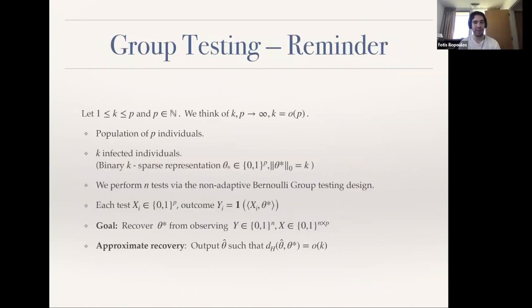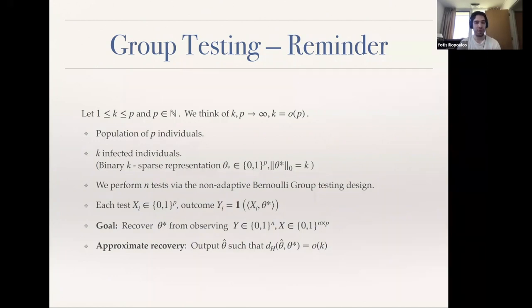So this was kind of a high level picture of what the OGP is for recovery models in general. Now I would like to describe it a bit more formally for the group testing problem. As a reminder, we have a population of P individuals, K of them are infected, and we will think of the space of K-sparse vectors with P entries. We will denote by theta star the indicator vector that corresponds to the infected individuals.